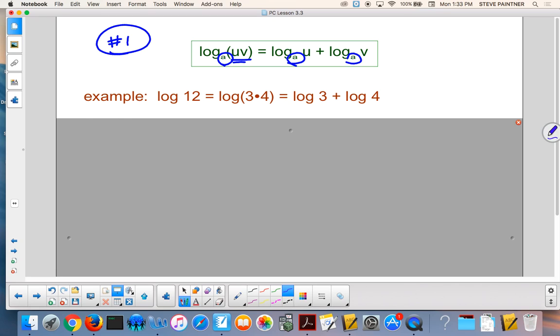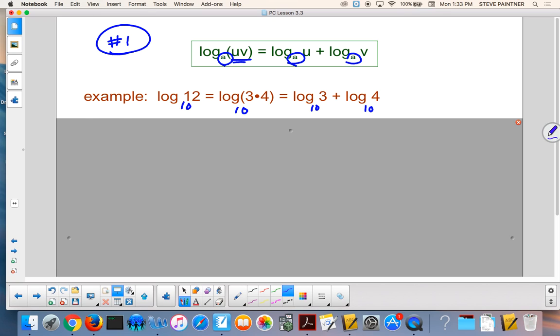Okay? So here's an example. If you want log of 12, well, 12 is really just what? Log of 3 times 4, right? So you could break that up into log of 3 plus log of 4. And what's the base here? Yeah, the base is 10. Doesn't say it, but that's known as the common log.